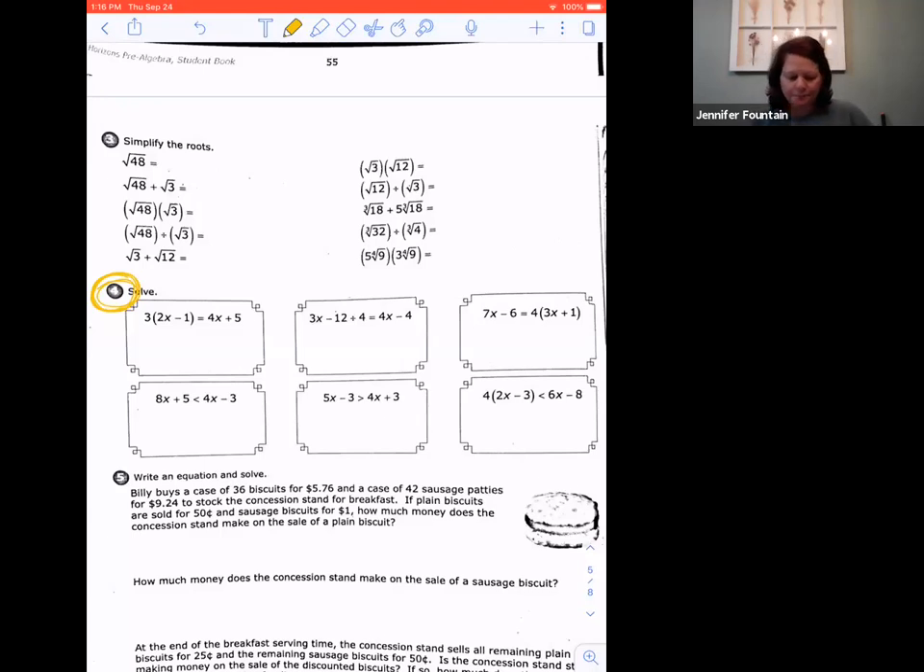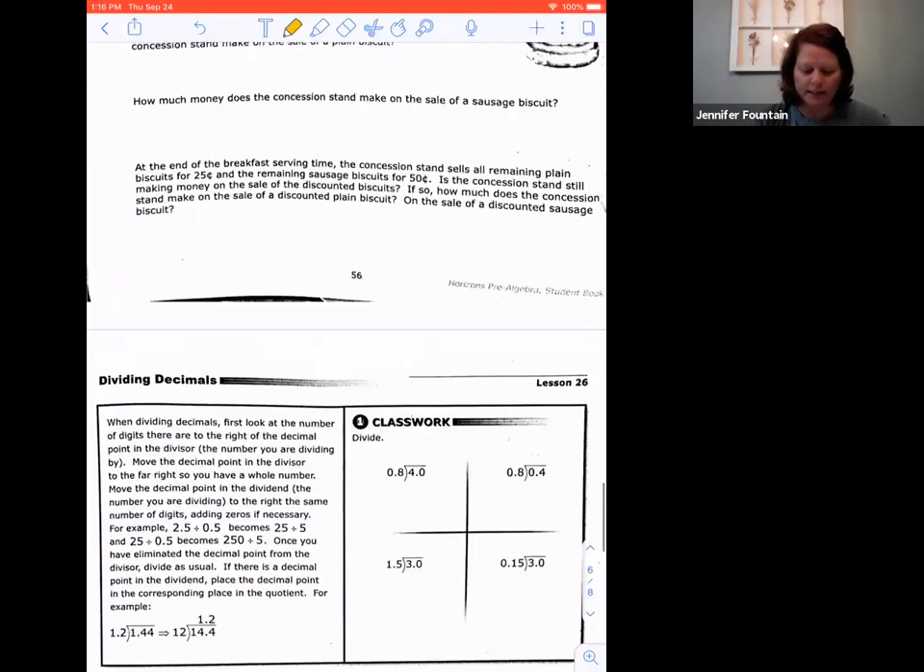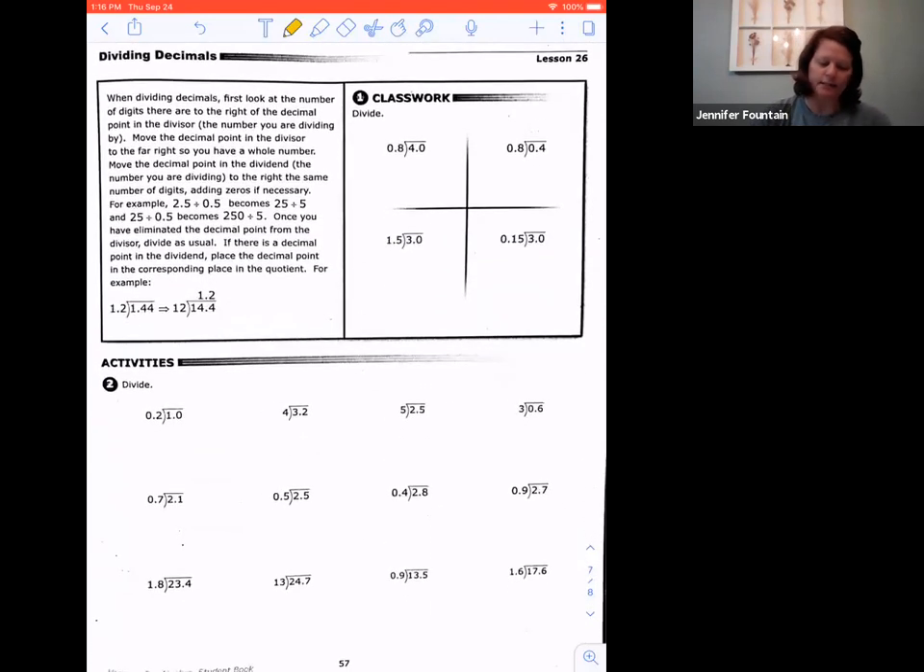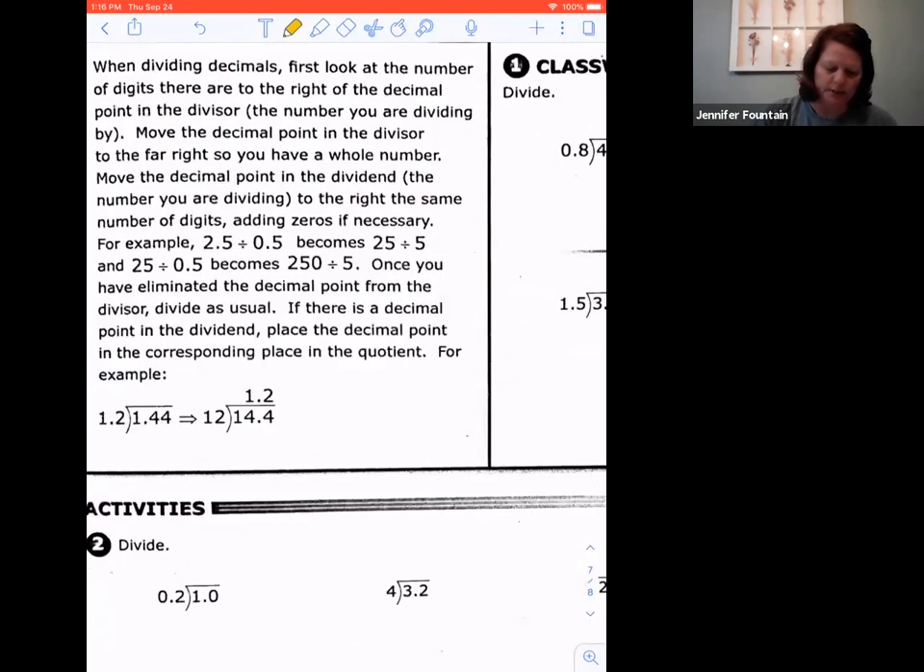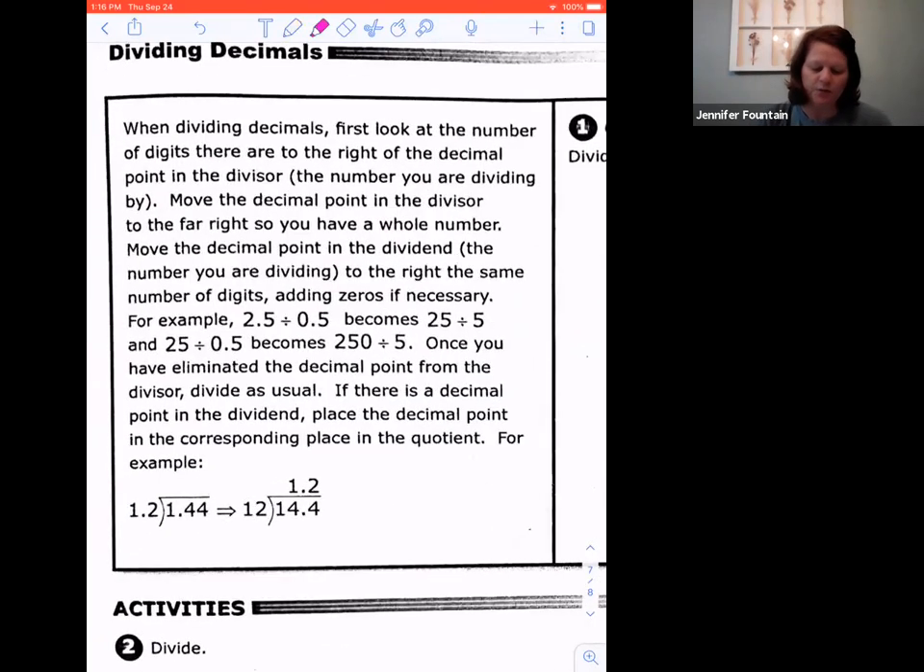All righty. So we've multiplied, we've added decimals, we've subtracted decimals, we've multiplied decimals. So now we're going to divide decimals. So lesson 26, dividing decimals. So it says, when dividing decimals, first look at the number of digits there are to the right of the decimal point in the divisor, the number you are dividing by.